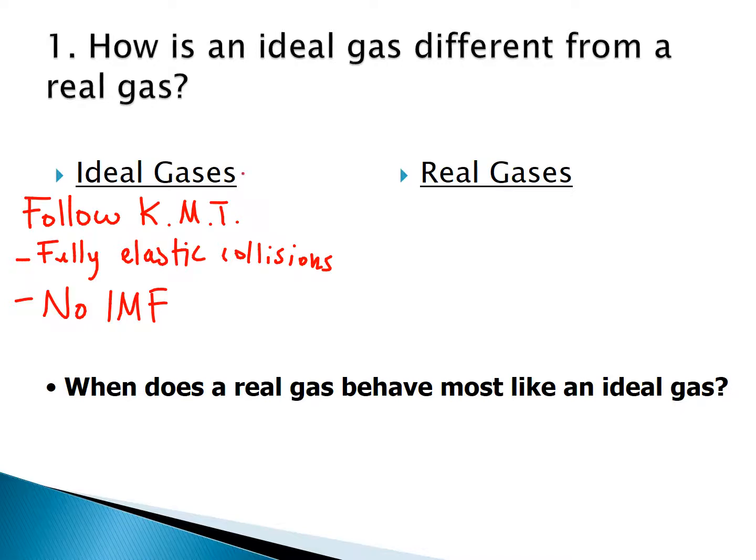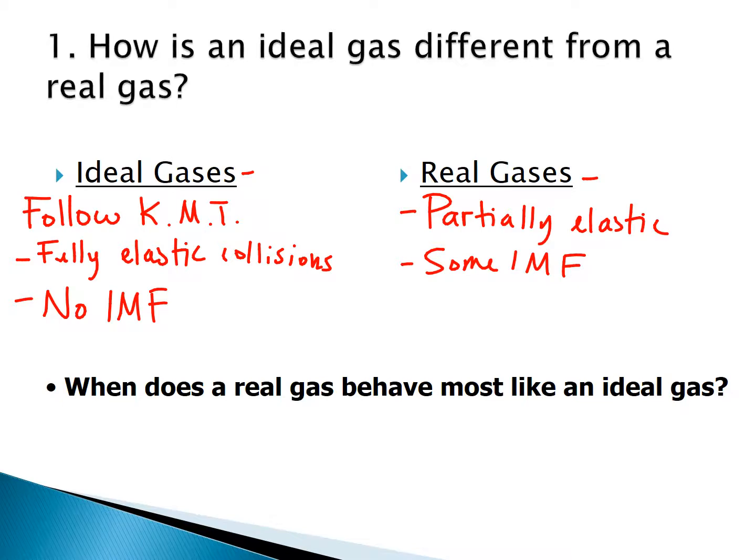Now, these are gases and how they would behave in an ideal world. In the real world, we have real gases. Real gases don't follow the postulates of the kinetic molecular theory perfectly. Right? They only have partially elastic collisions, and there are some intermolecular forces between the particles.